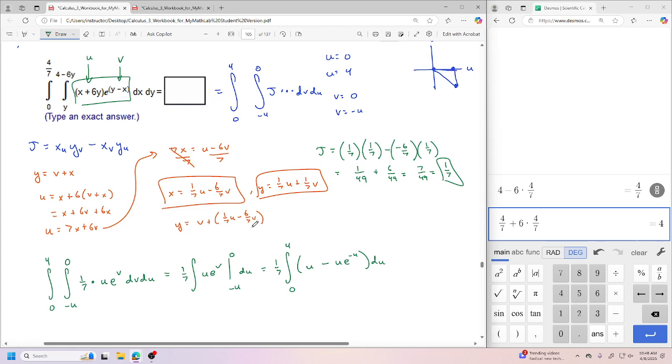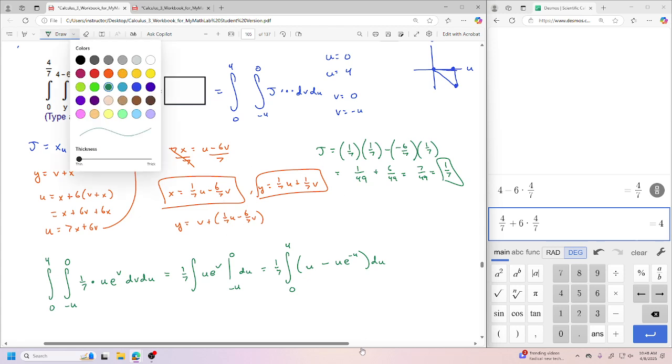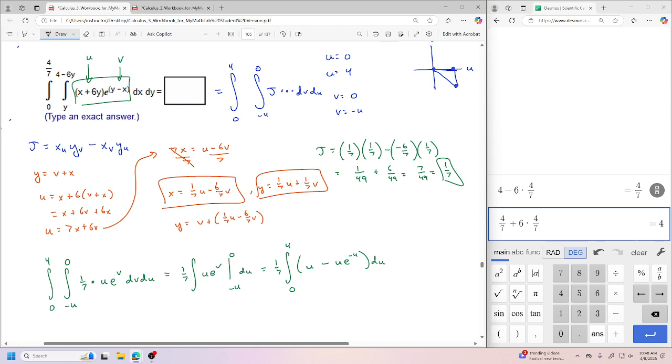Until now. Now I get to switch my color again. Let's go dark brown. This one's easy to integrate. We're happy about this guy. This one right here is integration by parts. And the problem is that u and v have already been taken, so you can't use those.